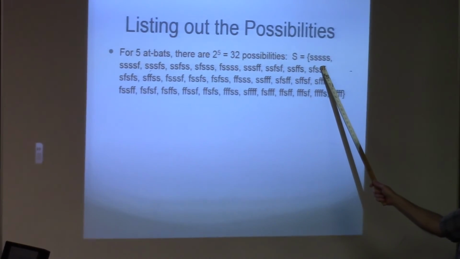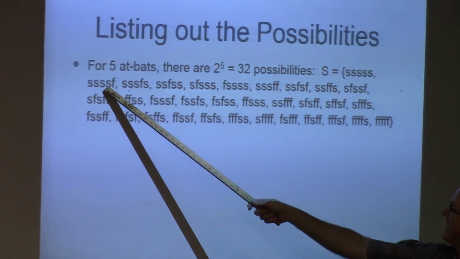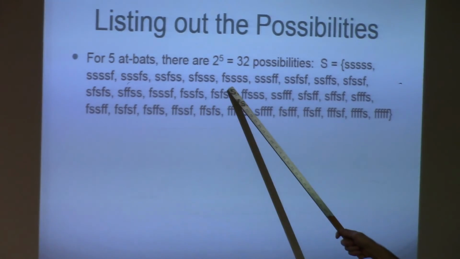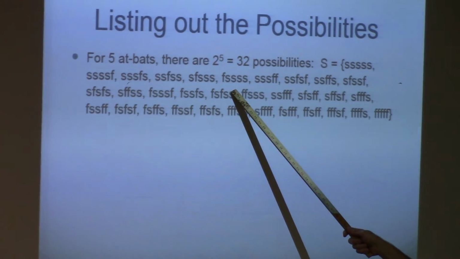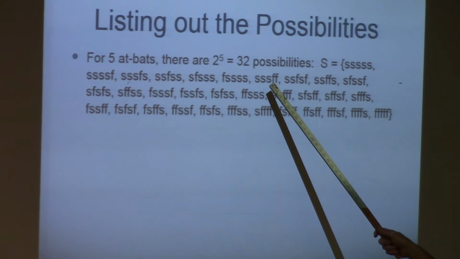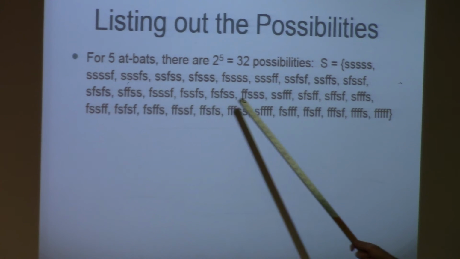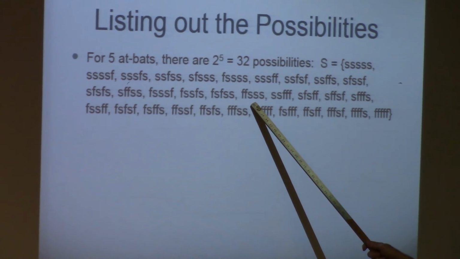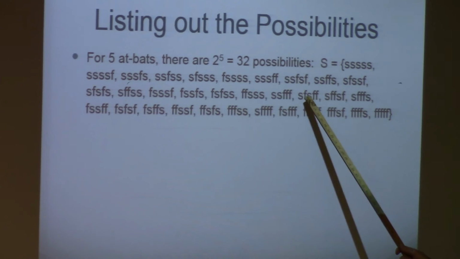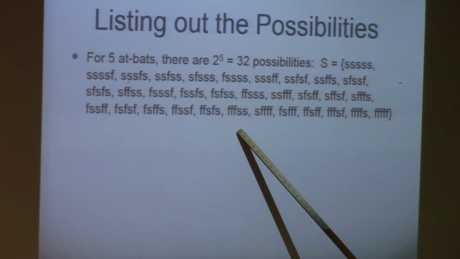This is the one where he gets 5 hits out of 5 at-bats. This is where he gets 4 hits out of 4 at-bats, but that can occur in 1, 2, 3, 4, 5 ways. He could get 3 hits out of 5 at-bats, excuse me, in how many ways? 1, 2, 3, 4, 5, 6, 7, 8, 9, 10. He could get 2 hits in 5 at-bats: 1, 2, 3, 4, 5, 6, 7, 8, 9, 10 ways to get that.